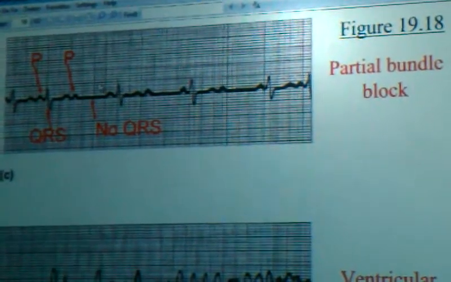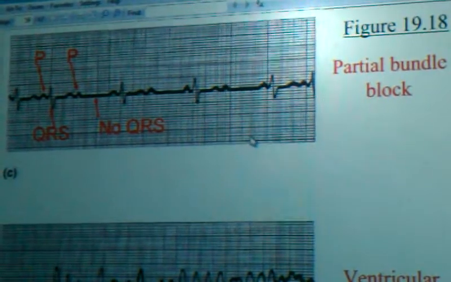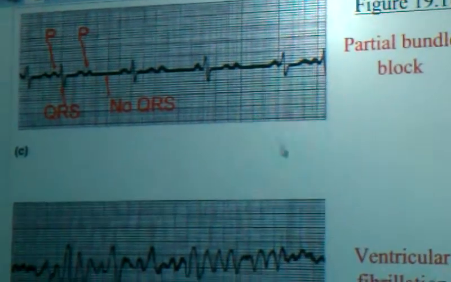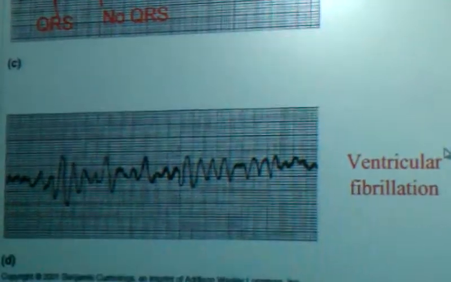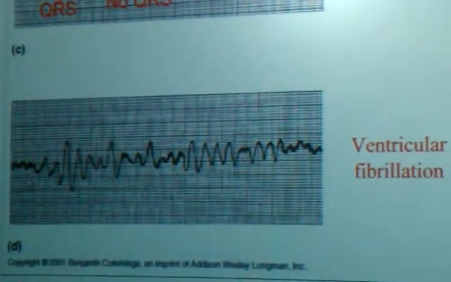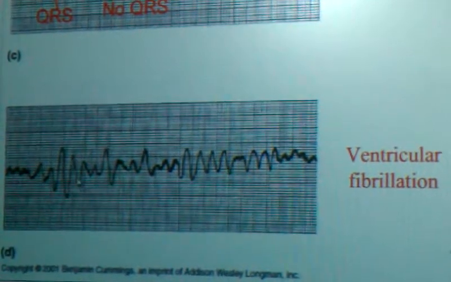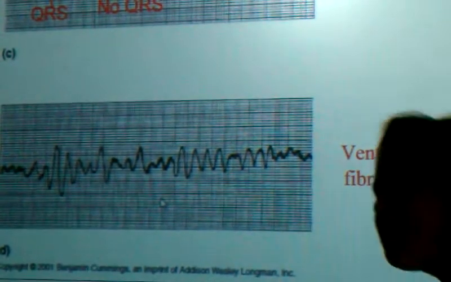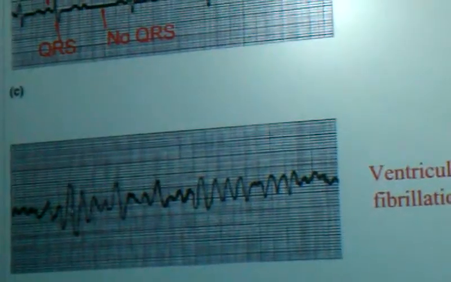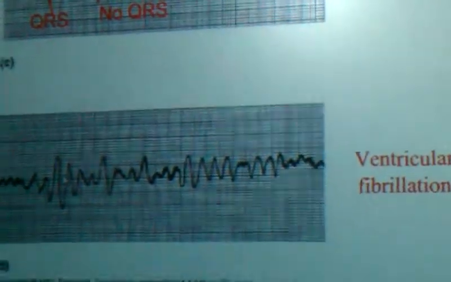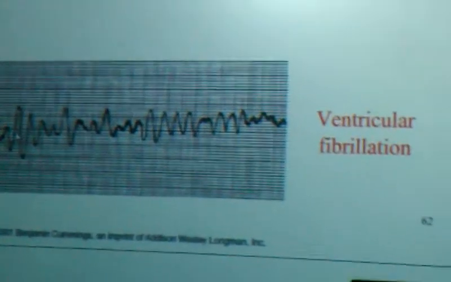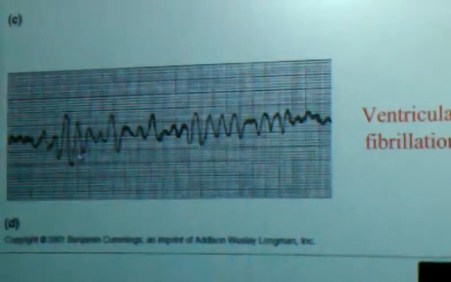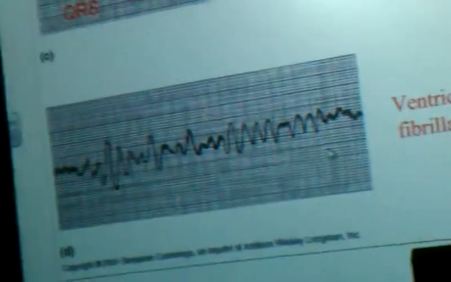So when you're missing a QRS, the damage is to either the bundle of His or one of the bundle branches. Down here we see something called ventricular fibrillation. We see lots of peaks. The ventricles are not receiving the stimulus from the conduction system, and the ventricles are actually shivering like a bowl of Jell-O, and so you're not getting any coherent QRS complexes or P waves or anything. Ventricular fibrillation is very, very dangerous.